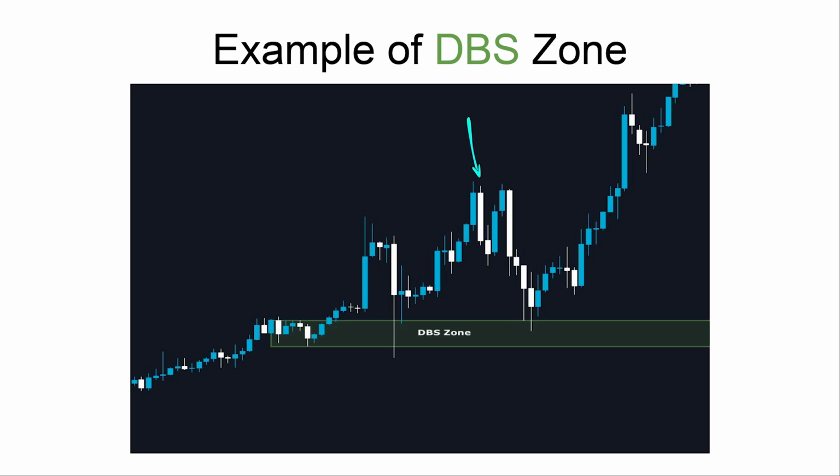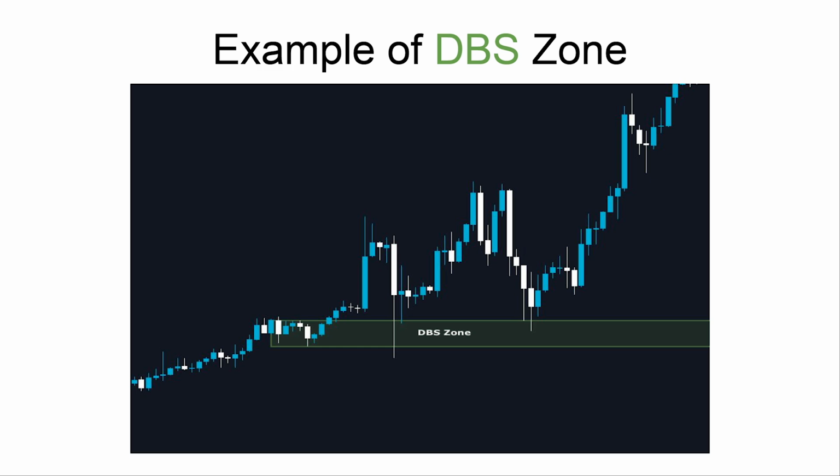What happens as we come back into the zone another time? Once again, buyers step in and push the price up to an even higher high, continuing the uptrend. This consolidation zone, or DBS zone, provided strong support for buyers to re-enter the market on each retest.